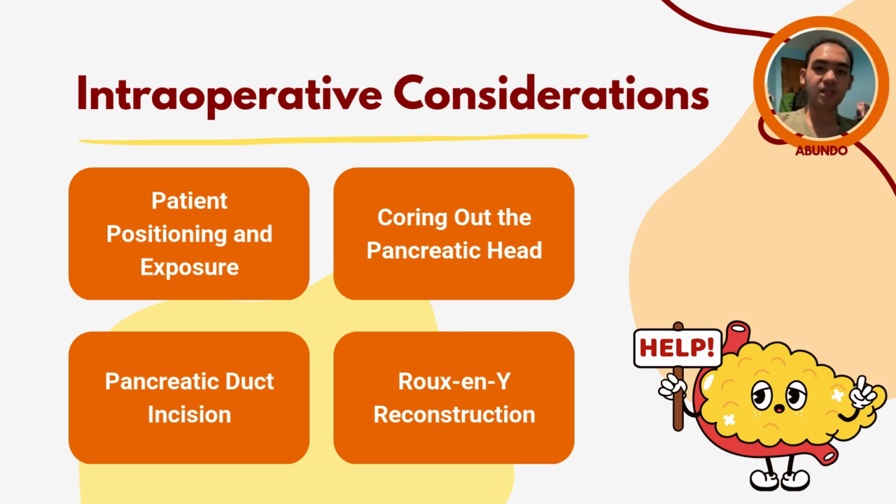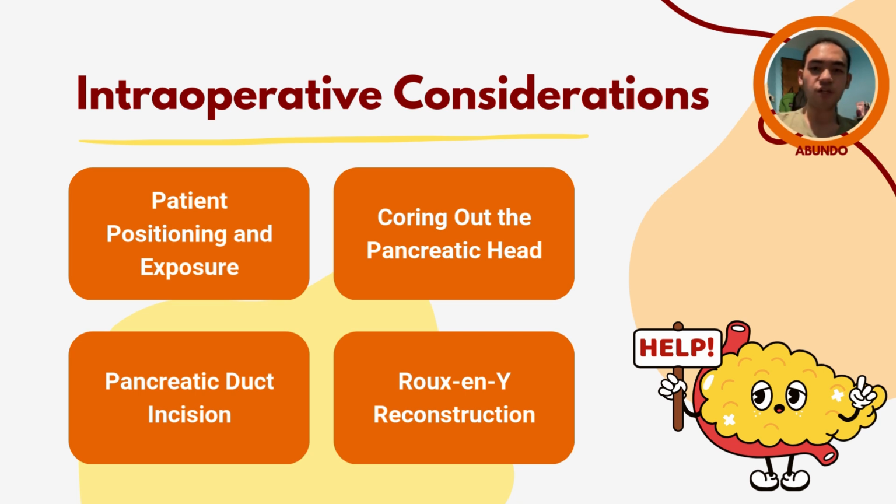Third, pancreatic duct incision. This step is done during surgery based on the actual intraoperative findings of ductal dilation. The duct is opened along its length to relieve pressure, remove obstructions, and allow drainage. The surgeon may need to adjust the length or location of the ductotomy depending on what is visualized in the operative field.